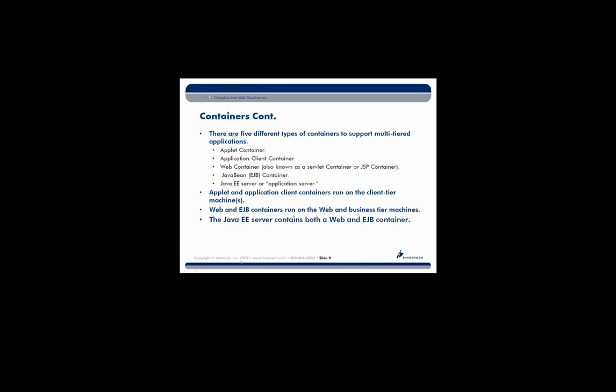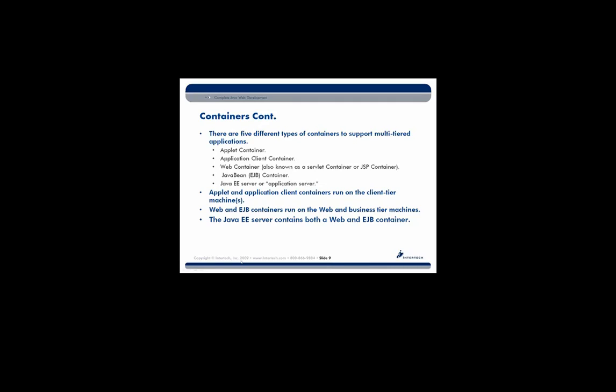So as you start to write applications, you'll find that different parts of your program will need to be run in various types of containers. There are really 5 main types of containers to support multi-tiered applications. Now, I'm just going to list them off right now, but we'll look at each of these in a little bit more detail here in this chapter.